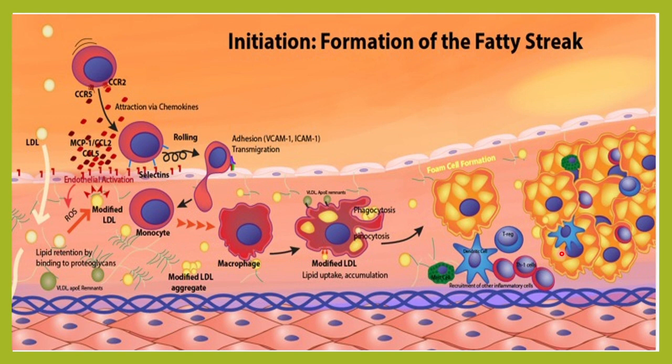So here you can see the modified LDL. This has been oxidized here, and this LDL, when it is in excess, is taken up by the foam cells. There is inflammation, there are white cells which have come here, and the atherosclerosis has started. Then later there will be fibrosis, plaque formation, etc., and narrowing of the blood vessels.